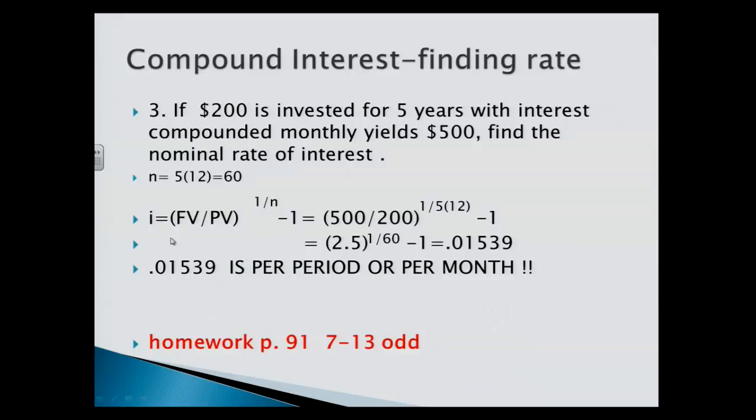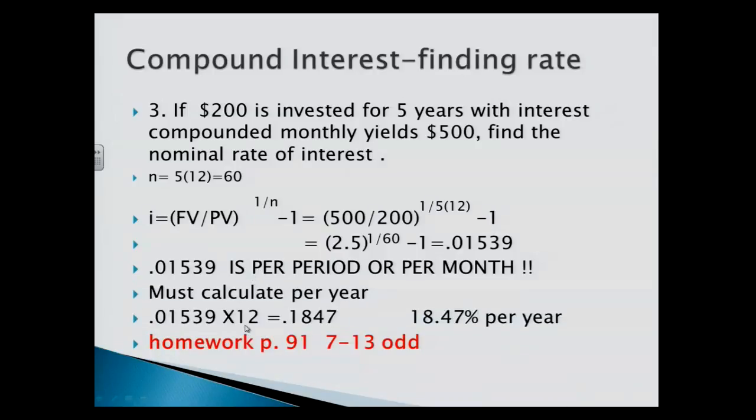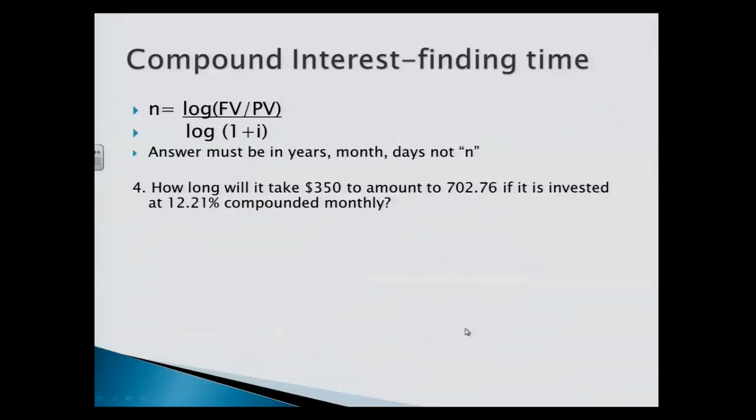And you might want to, when you do something like find I, I found I was 0.01539. That is the interest rate per period, or in this case, it's the interest per month since we're doing monthly. We don't leave it like that. We need to calculate it per year by multiplying it by 12. So this is 18.47% per year.